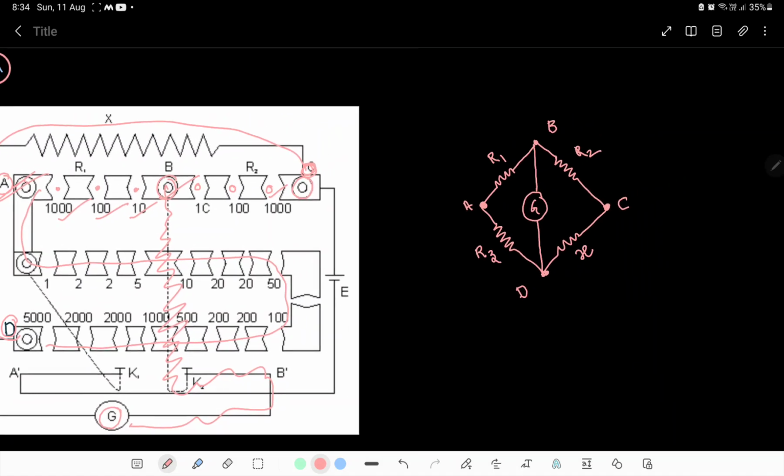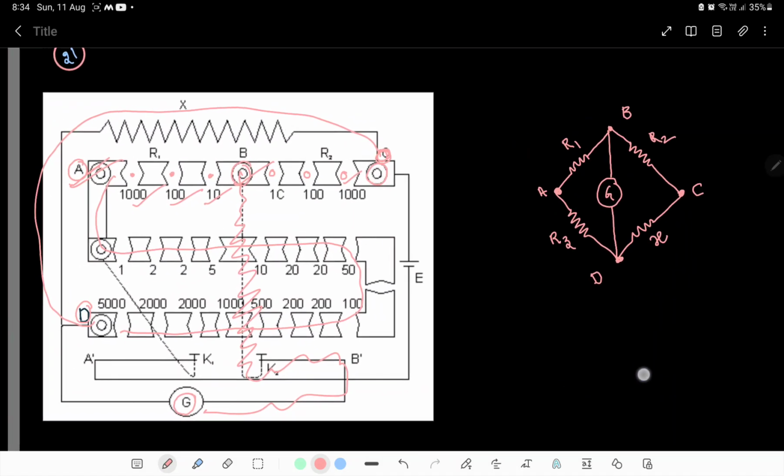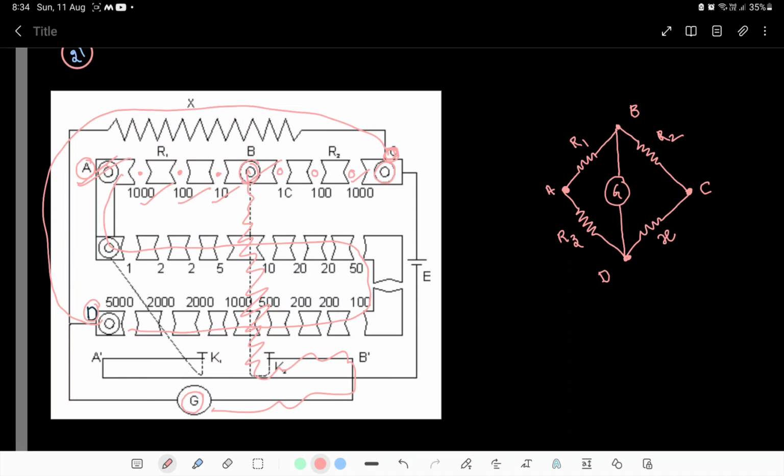Now if it is balanced, and one more thing: between A and C there is a battery. So between A and C there is a battery with the help of a key, like this. So we are going to connect a battery here.